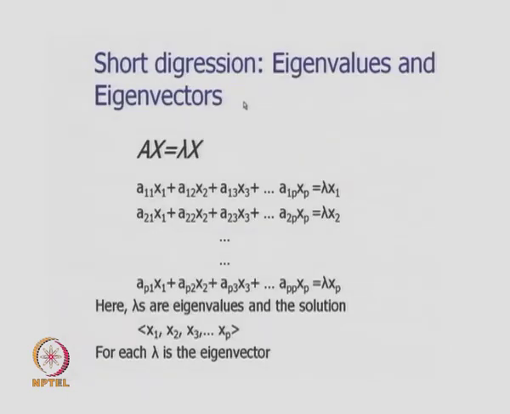Now, we need two important concepts, which are eigenvalues and eigenvectors. So, A x equal to lambda x is the definition of the eigenvalue, where lambdas are the eigenvalues, and for each lambda we get the eigenvector. So, a11 x1 plus a12 x2 up to a1p xp is equal to lambda x1, and so on up to ap1 x1 plus ap2 x2 up to app xp equal to lambda xp. So, these are the equations obtained from A x equal to lambda x, the defining equation for the eigenvalue. So, these lambdas are solved, and from there the eigenvectors are computed.